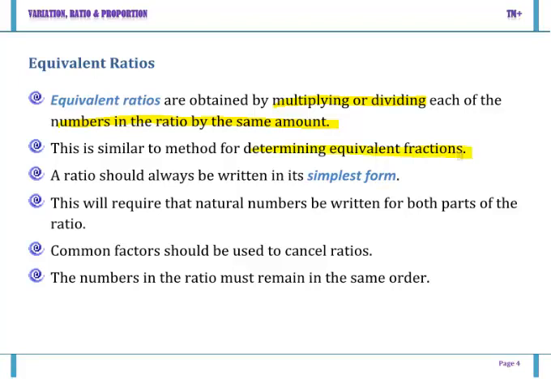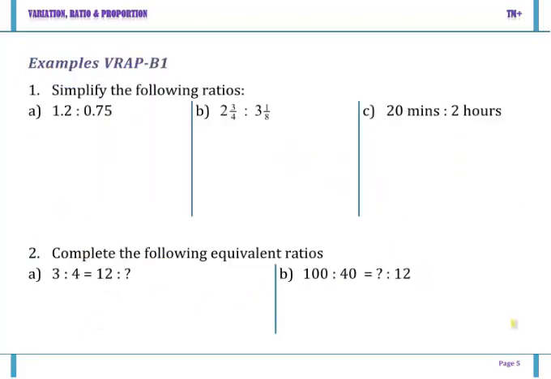A ratio should always be written in simplest form. This will require that natural numbers be written for both parts of the ratio. What I mean by that, you do not mix decimals in a ratio, you make them whole numbers. Common factors should be used to cancel ratios, and the numbers in the ratio must remain in the same order. So let's look at some examples.